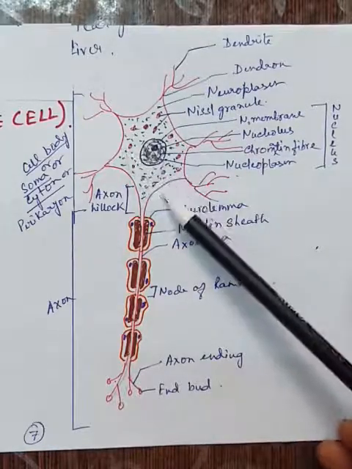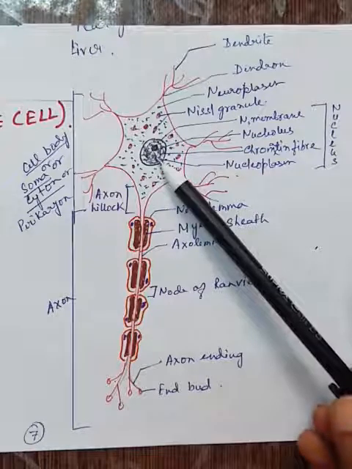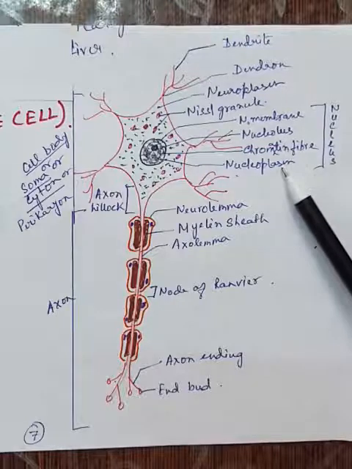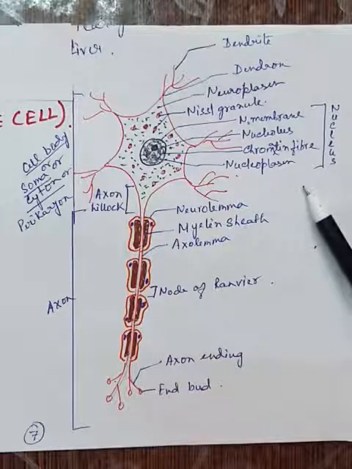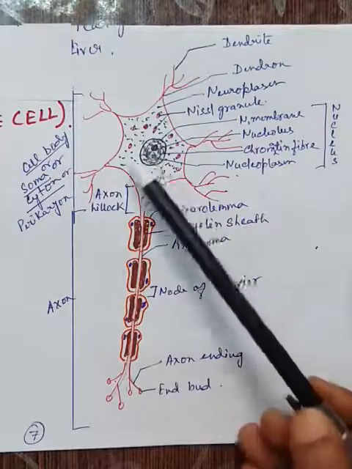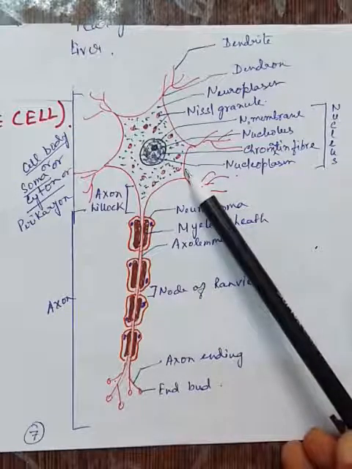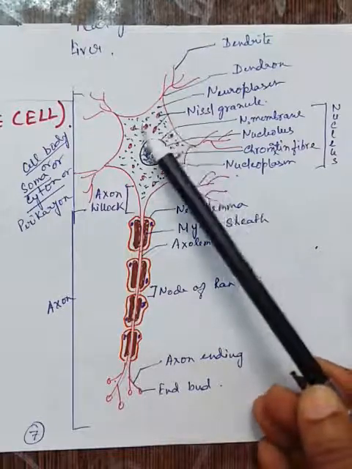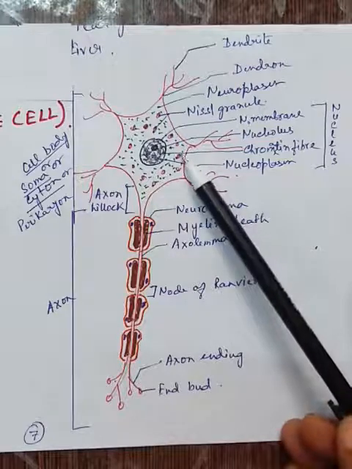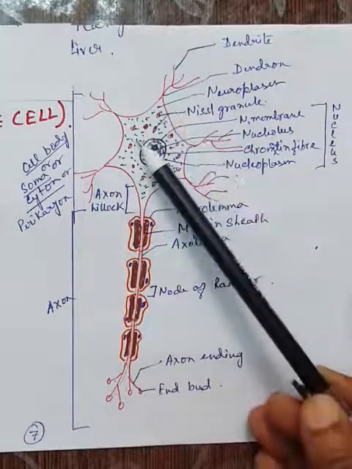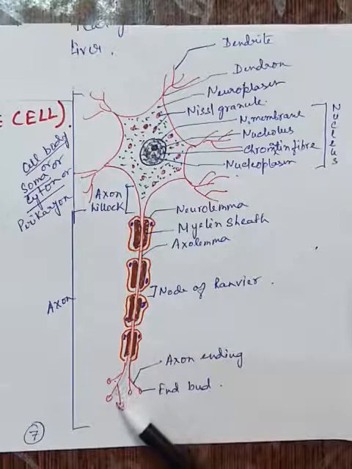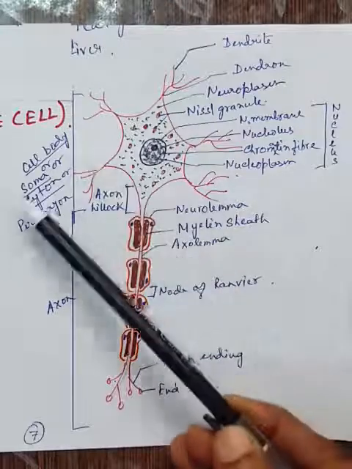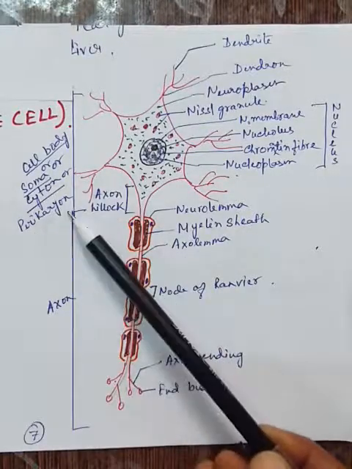Within the cell body, you can see the prominent nucleus having four parts: nuclear membrane, nucleolus, chromatin fiber, and the nucleoplasm. So it is an ideal nucleus. Surrounding the nucleus, dense cytoplasm is there, and one specific part present only in the nerve cell is the Nissl granule. You can see prominent Nissl granules are present. The connection between the cell body of the neuron and the long extended part is called the axon hillock. Another name of the cell body is soma, cyton or perikaryon.